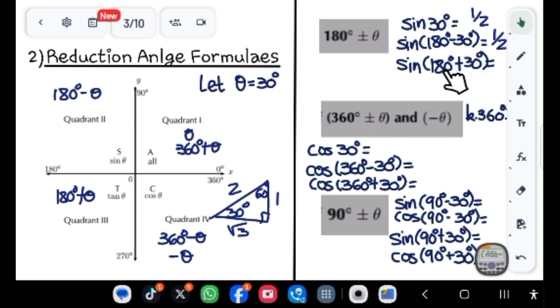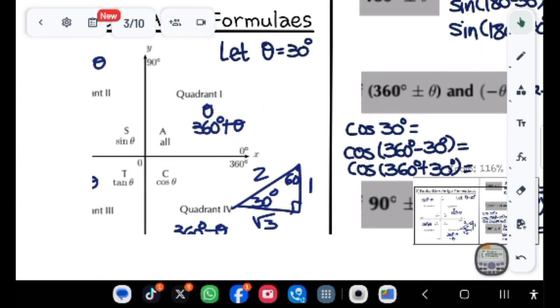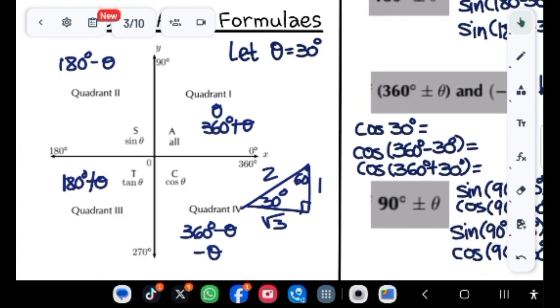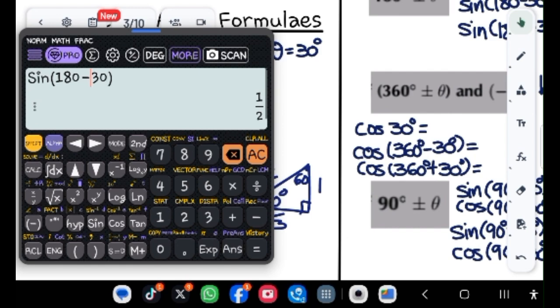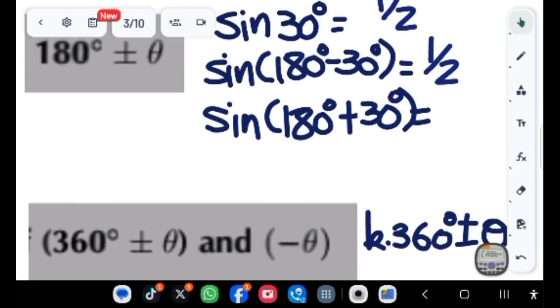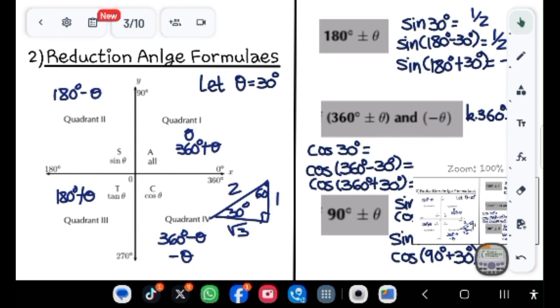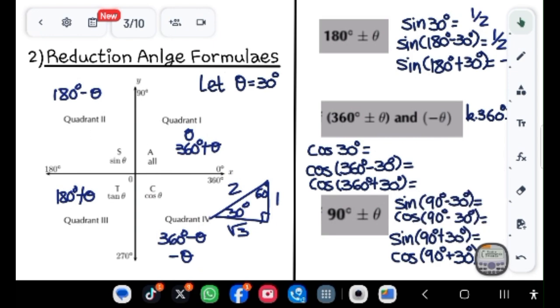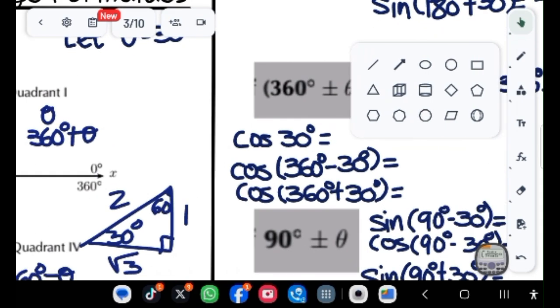Now, 180 plus 30 lands us in the third quadrant. Let's see what happens to sine. Sine of 180 plus 30 degrees gives us negative 1 over 2, which makes sense according to the CAST diagram, because sine is negative there. And this is how you navigate the reduction angle formula. We can choose any one.